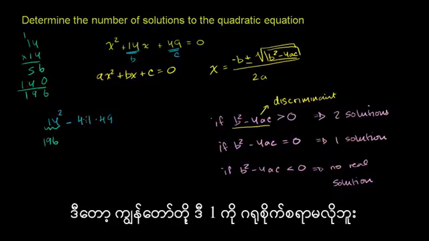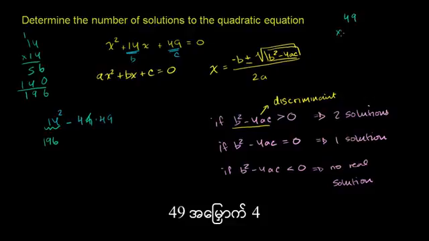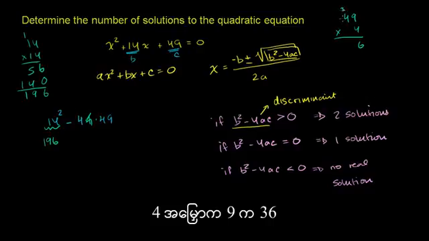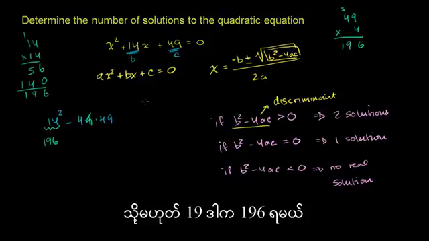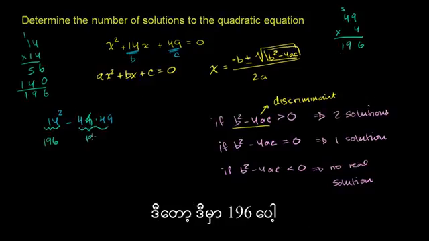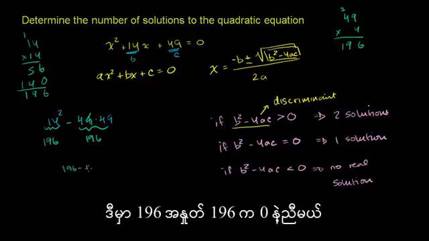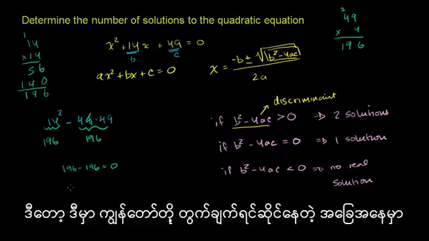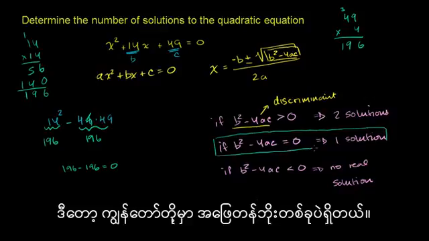And we can ignore the 1. What's 4 times 49? 4 times 9 is 36. 4 times 4 is 16, plus 3 is 19. So you get 196. So this right here is 196. So b squared minus 4ac is 196 minus 196. So 196 minus 196 is equal to 0. So we're dealing with a situation where the discriminant is equal to 0. We only have one solution.